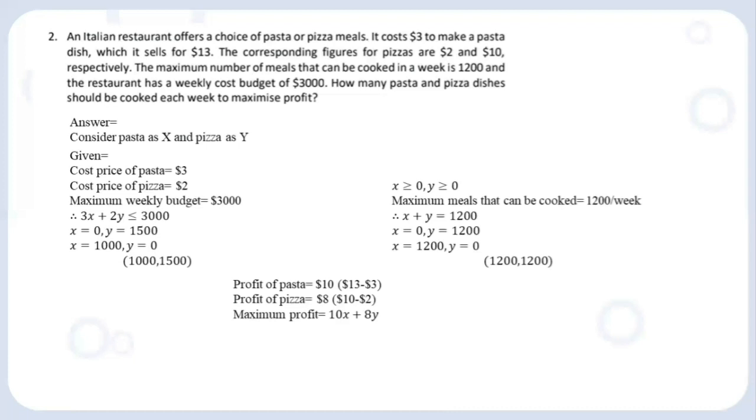On the other side, the maximum number of meals that can be cooked in a week is 1,200. So we need to find how many pasta and pizza are cooked in a week. In this case, we use the constraint x plus y is less than or equal to 1,200. If x is 0, then y is 1,200 and vice versa. And the coordinates are 1,200 and 1,200.